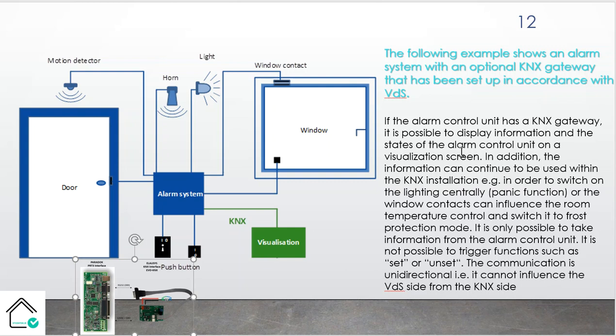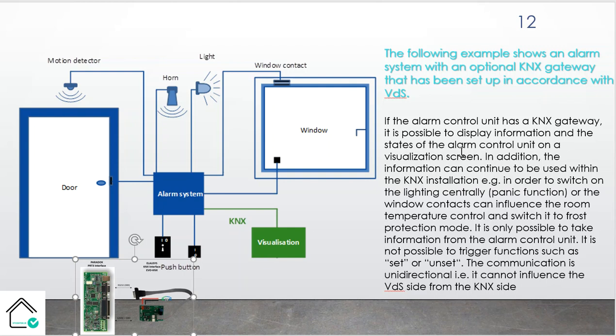In addition, the information can continue to be used within the KNX installation, for example, in order to switch on the lighting centrally. A panic function or the window contact can influence the room temperature control and switch it to the frost protection mode. So even when you use the KNX gateway to the professional alarm systems, you can use the data from it to control things in the BMS. For example, if somebody opened the door during the winter, the protection mode is activated.